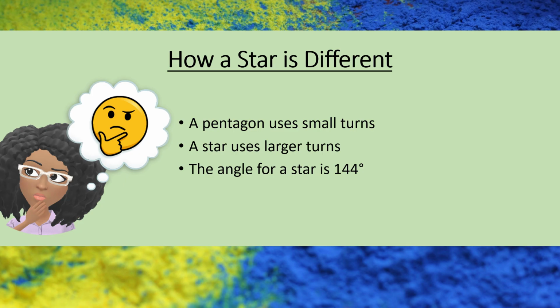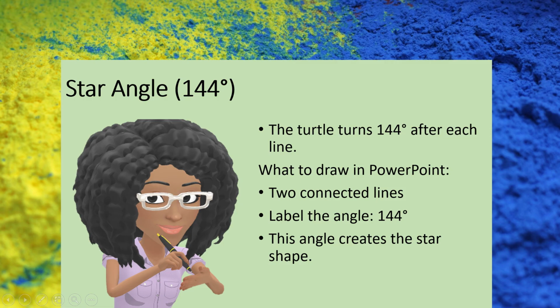How a star is different. A pentagon uses small turns. A star uses larger turns. The angle for a star is 144 degrees. The turtle turns 144 degrees after each line.